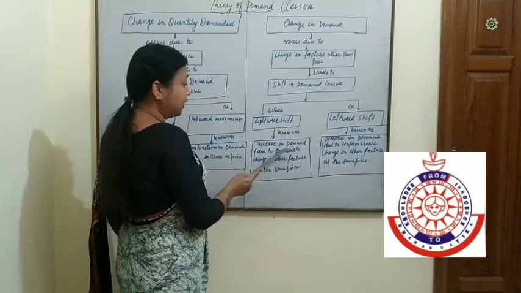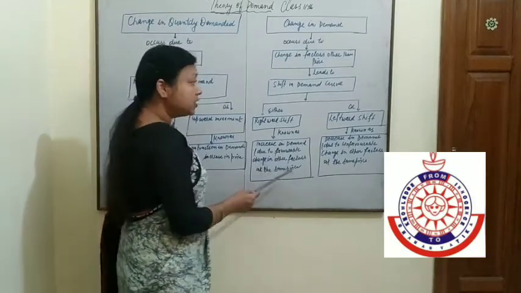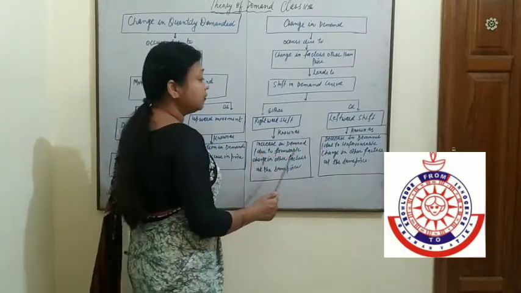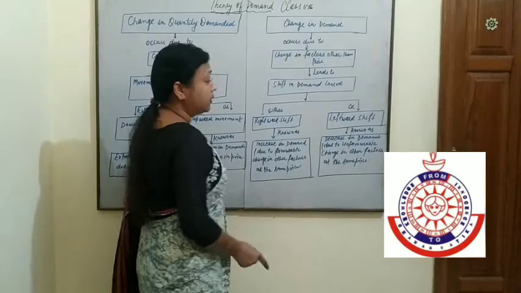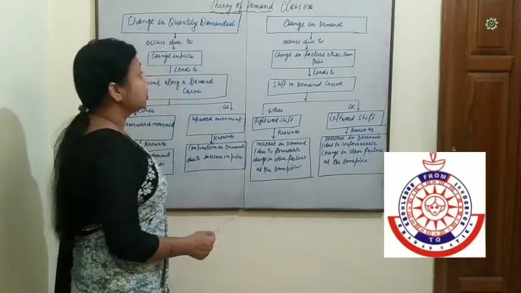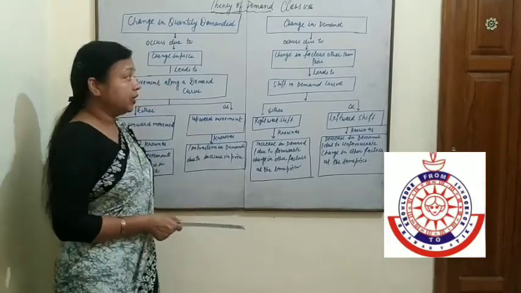This increase in demand means favorable changes in other factors at the same price. Leftward shifting means decrease in demand due to unfavorable changes in other factors at the same price. So this is change in demand and change in quantity demanded.